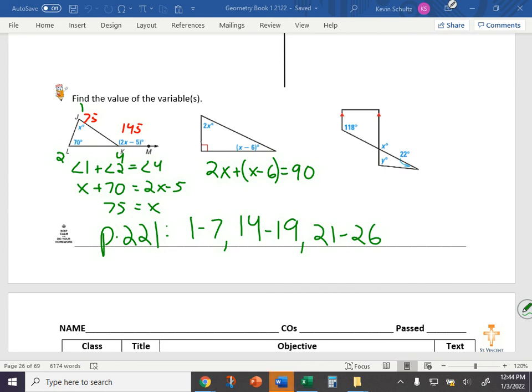Okay? 21 through 26. No, sorry. Do you know what those markers mean there? Anyone know? Yeah, those markers mean parallel lines. We haven't talked about that yet. We are going to shortly, but you can skip that one. Don't worry about that one.